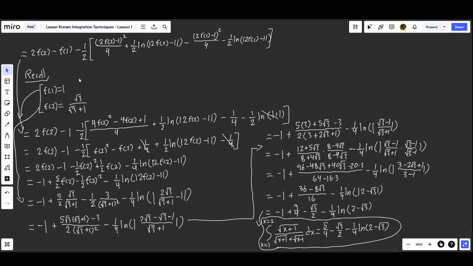After this aforementioned simplifying, utilizing the fact that f of 1 is equal to 1 and f of 2 is equal to the square root of 3 over the square root of 3 plus 1, we receive that the definite integral that we wanted to solve is equal to 5 over 4 minus the square root of 3 over 2 minus 1 over 4 times the natural log of 2 minus the square root of 3.